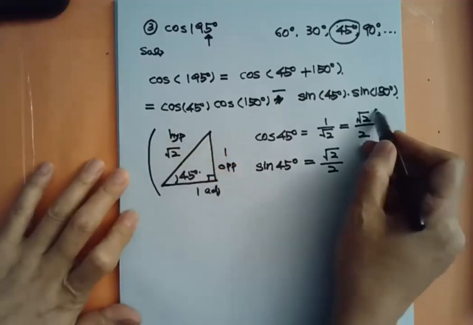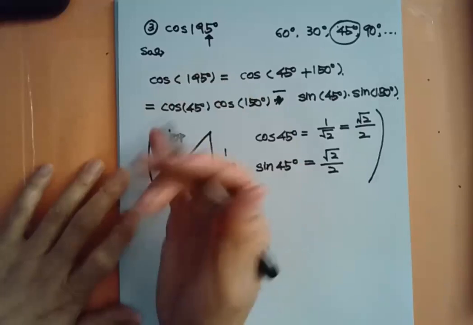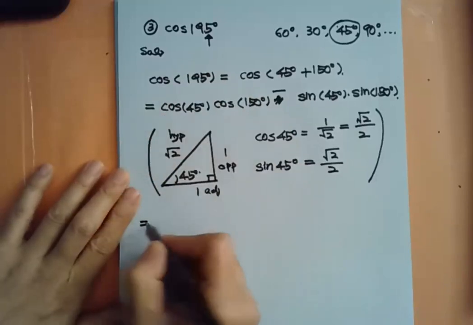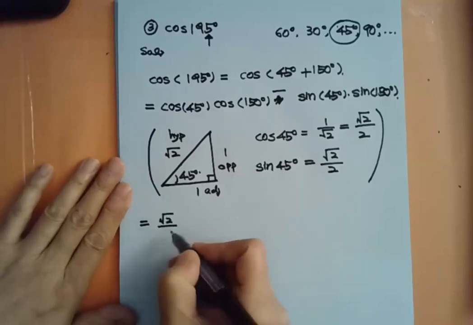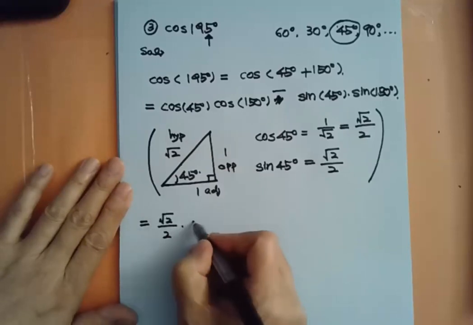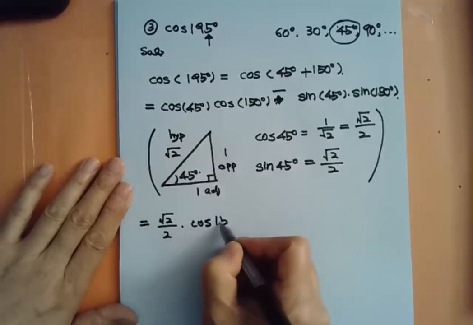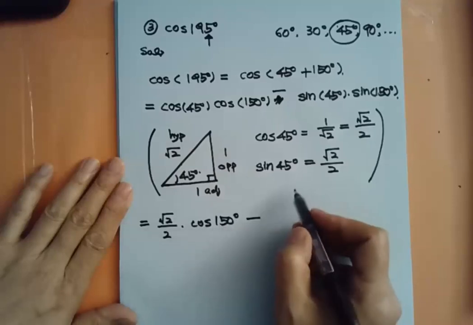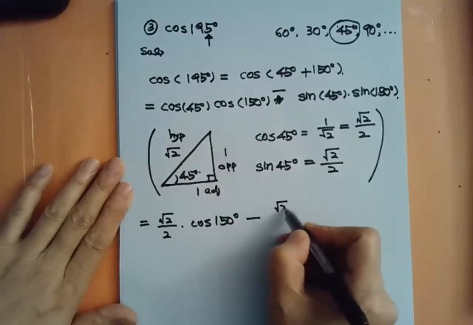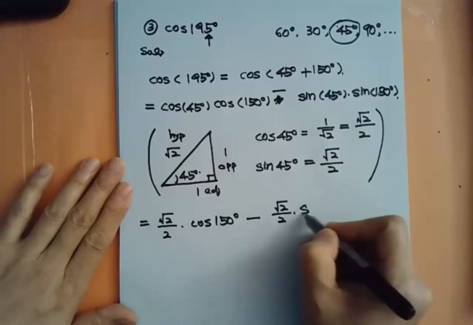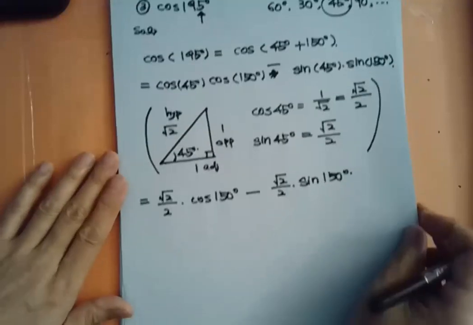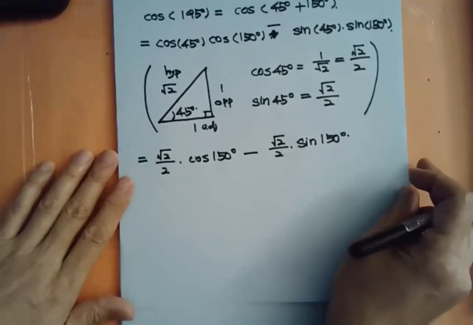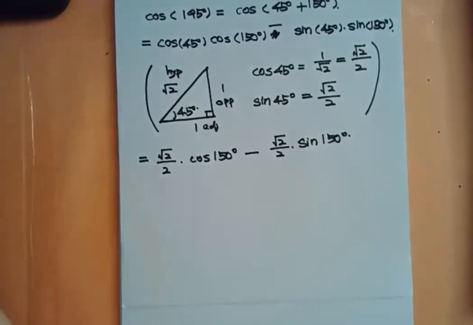So we will apply this and write it instead of cosine of 45 and sine of 45. That becomes square root of 2 over 2 times cosine of 150 degrees, minus square root of 2 over 2 times sine of 150 degrees. So we have to evaluate sine and cosine of 150 degrees.